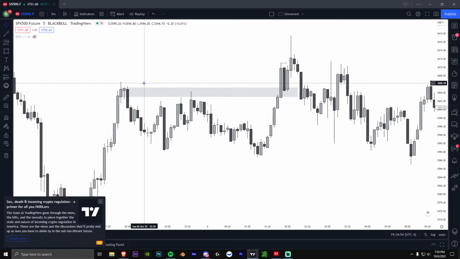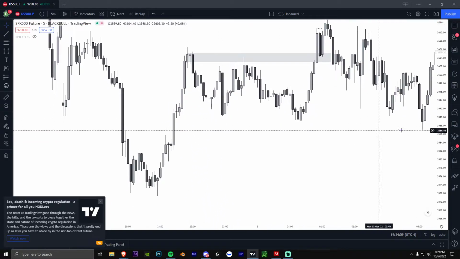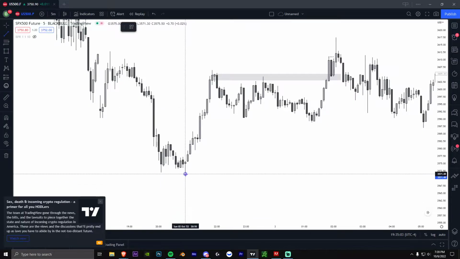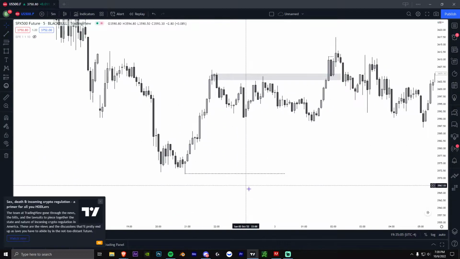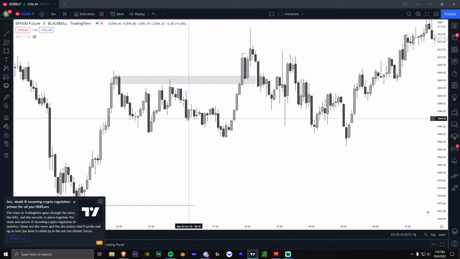But why is this a mitigation block? Well, after forming the green candle, there's no form of liquidity down here to hit, okay? The next liquidity would be right here. But as you can see, we never come down and hit that. So that's why this would be a mitigation block and not a breaker block, okay?